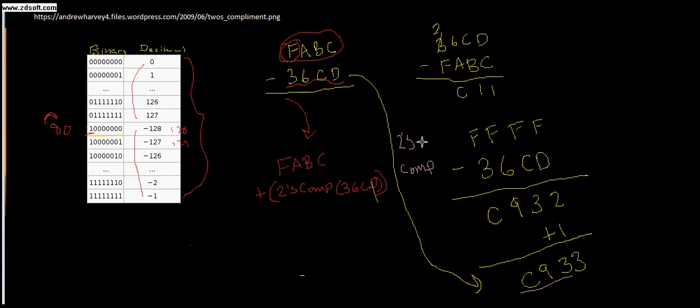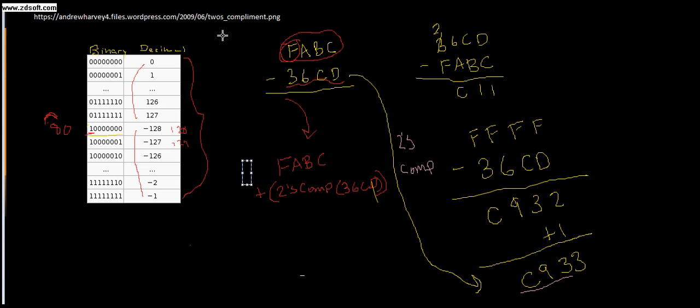Alright, so what I want to do in this video is finish up the groundwork that we laid out. We took the 2's complement, and so now we can see we're going to add. So remember I put here FABC plus the 2's complement of 36CD. Well, let's do that now.